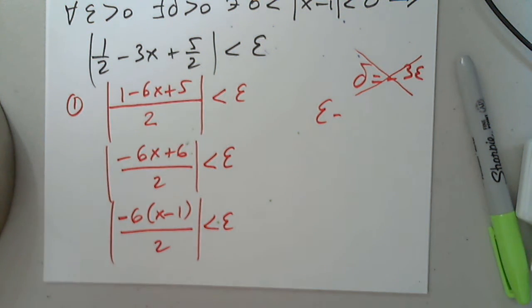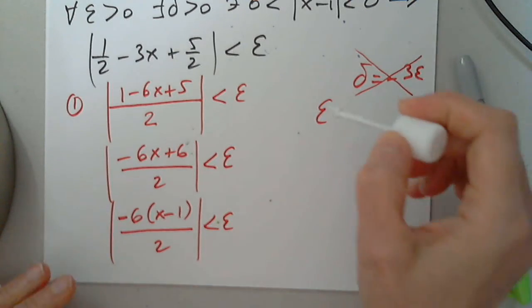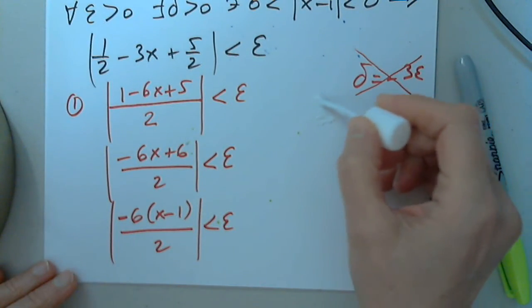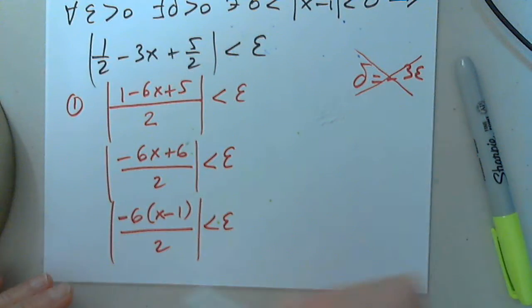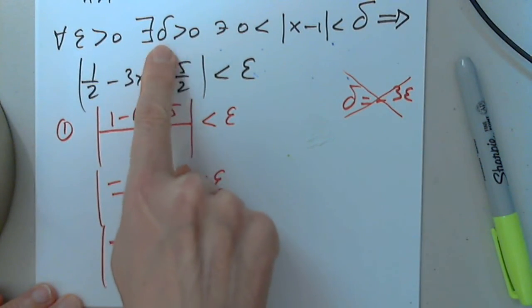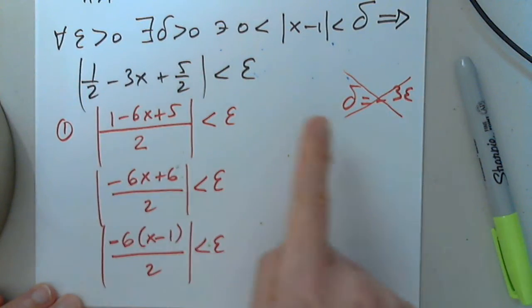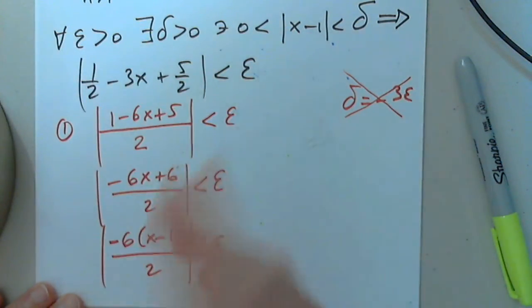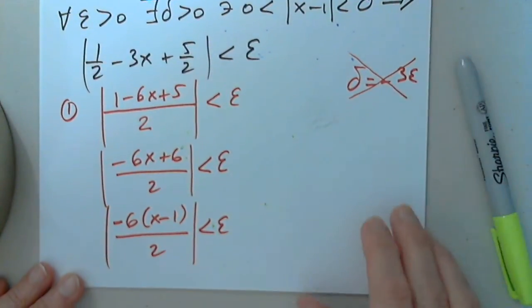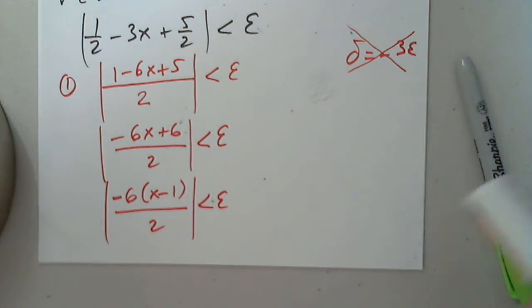Because I've had it. I've seen it. I've had it in students' papers. So please do not ever write something like this. Because delta is positive. Epsilon is positive. So if you write delta equals negative 3 epsilon, then I know that something is terribly wrong. And you can't do that, right?